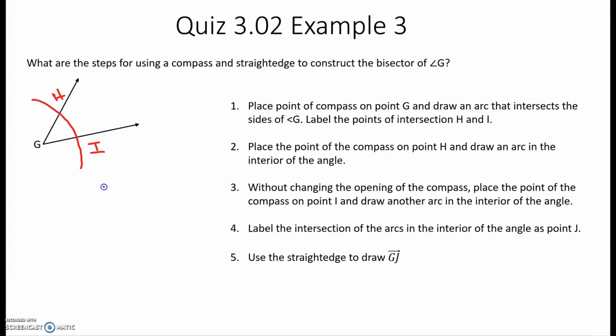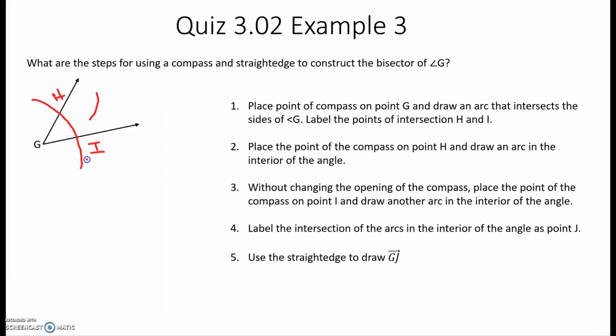The second, you place the point of the compass on H and draw an arc in the interior of the angle. So the point's on H, swings out, and it makes an arc like this.